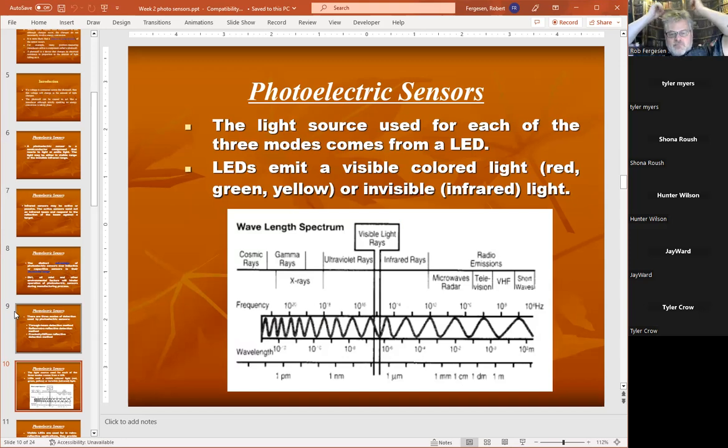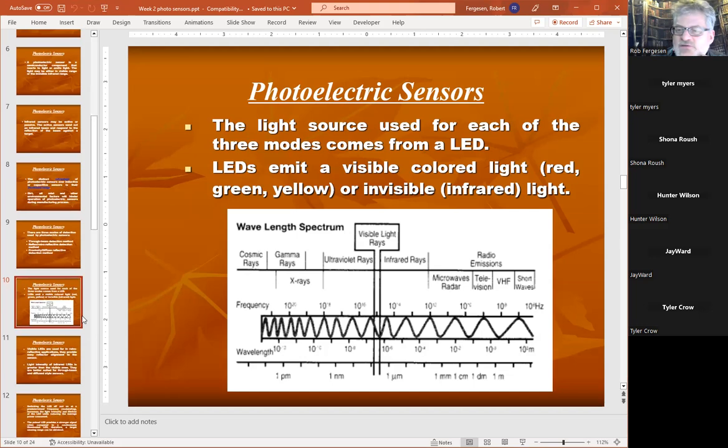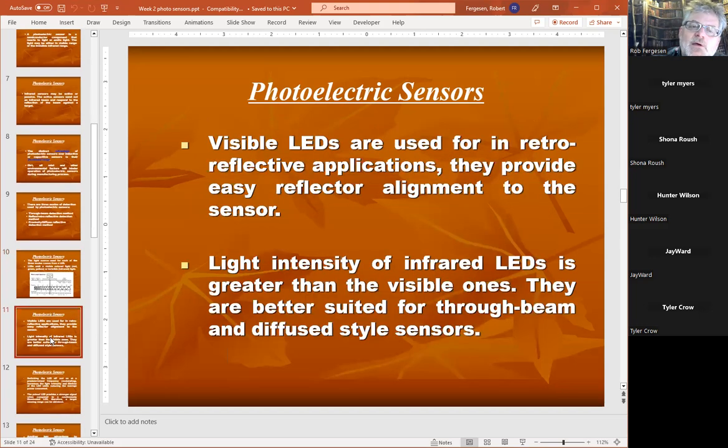Generally speaking, an LED is used for most of these devices, and they emit usually invisible infrared light. Very few visible light sensor systems that I've seen out there. They say visible LEDs are used for retroreflective applications.